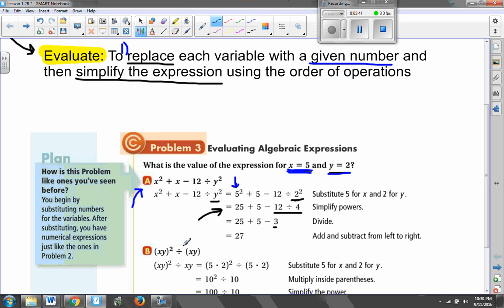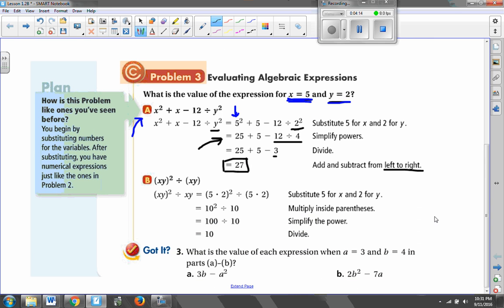Now we add and subtract from left to right. Remember, always go left to right. 25 plus 5 is 30. Minus 3 gives us 27. So our final answer for the value of this expression is 27. So when x is 5 and y is 2, this crazy long expression ends up equaling 27. That's what it means to evaluate an expression. We take the numbers they give us, put them in for the letters, and then simplify just like we have been doing. Now, I'll give you another example.